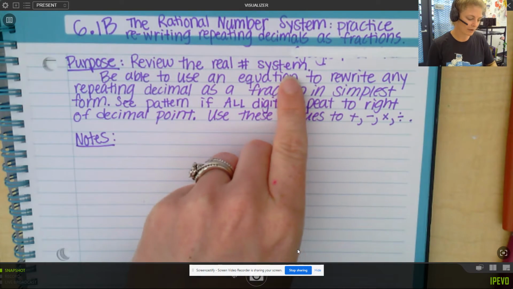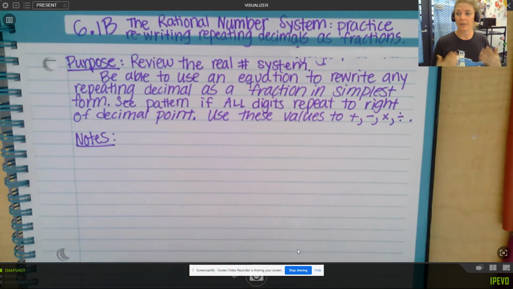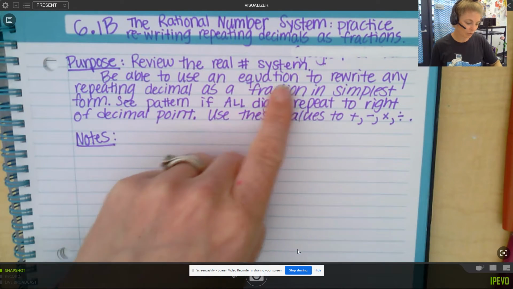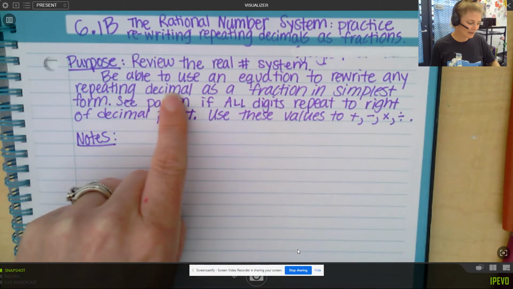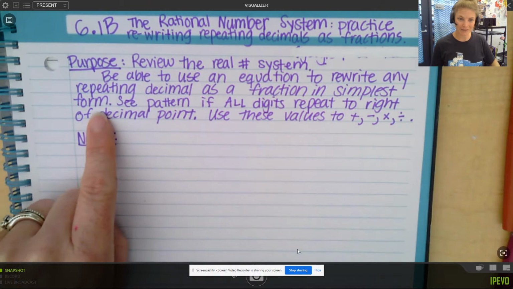So we're going to review the real number system, and hopefully you already watched that quick video about reviewing the number system. We looked at it in Module 1, and we've been looking at the real number system throughout the whole year, thinking about natural numbers, whole numbers, integers, rationals, irrationals coming soon. So be able to use an equation to rewrite any repeating decimal as a fraction in simplest form.